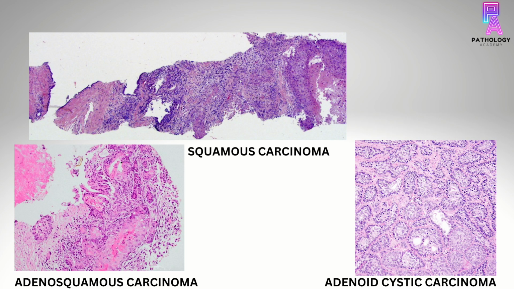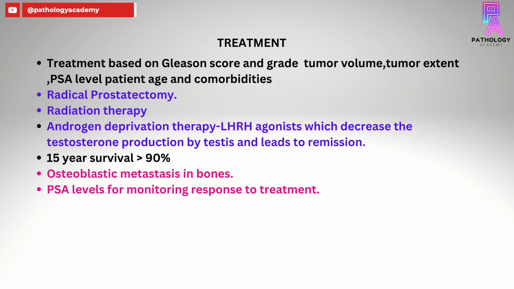The other types of carcinomas which are encountered in prostate are squamous carcinoma, adenosquamous carcinoma and adenoid cystic carcinoma. However, these are rare tumors. Coming to the treatment of prostatic adenocarcinomas. Well, the treatment is based on Gleason score and grade, tumor volume, tumor extent, PSA level, patient age and comorbidities.